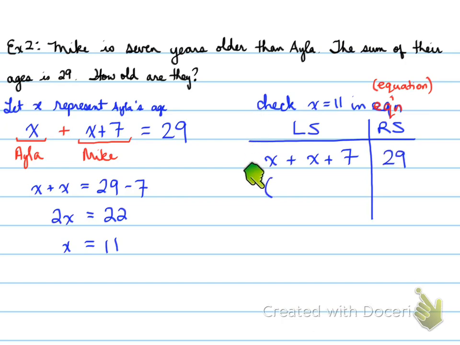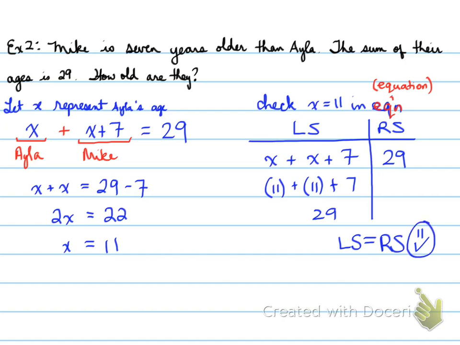We replace x with the value that we found, which is 11. So 11 plus 11 is 22, plus 7 is 29. Do you see what I see, folks? I hope you do, because that's right. Left side equals right side. We have checked that it's equal, and that's made us happy.